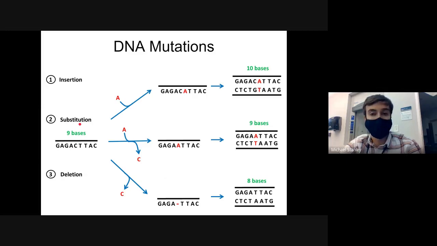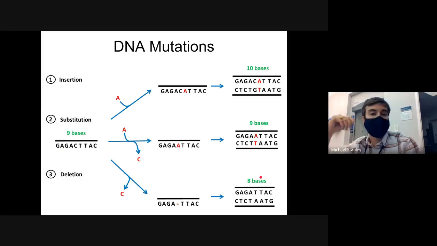You can also have a substitution mutation where you take out the C, but you gain an A. So instead of GAGACT, you end up with GAGAAT. So on the plus side, you have the same amount of bases as you started with, so that's good. But on the downside, one of them is wrong. One of them is different from what it's supposed to be. And then finally, you can have a deletion mutation, which is where we used to have ACT in that middle section right here, but we lose the C and it just becomes a T. So now, instead of having 9 bases, we only have 8. We lose whatever pairing that was going to be in the middle.